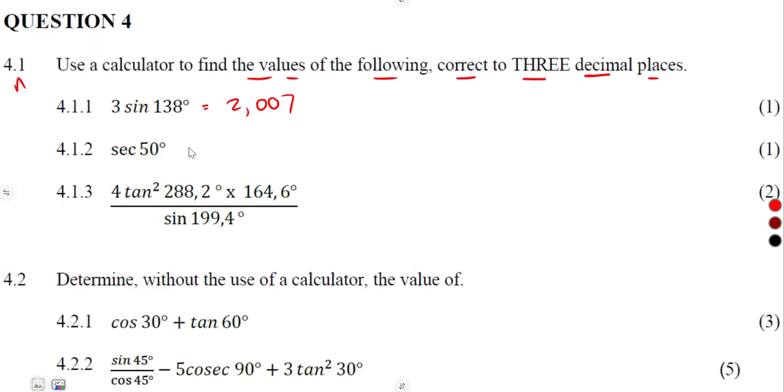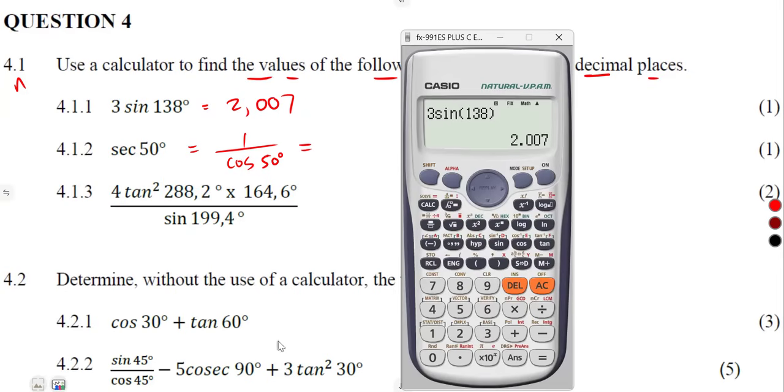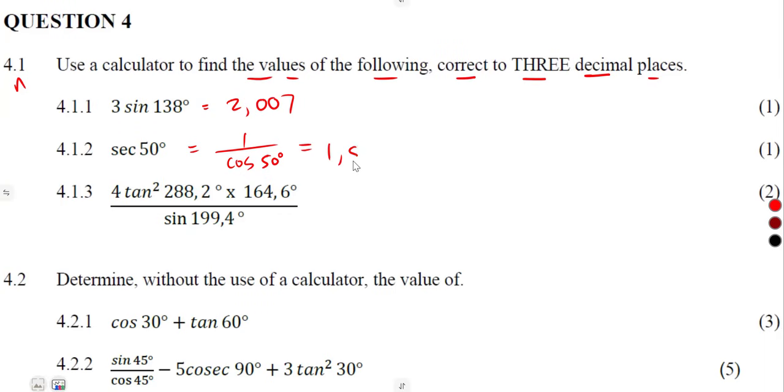2.007. All right. The sec of 50. Remember, sec is 1 over cos. So it's 1 over cos 50 degrees. So that's going to be 1 over cos 50 degrees, which is 1.556. 1.556 to 3 decimal places as you are told here.